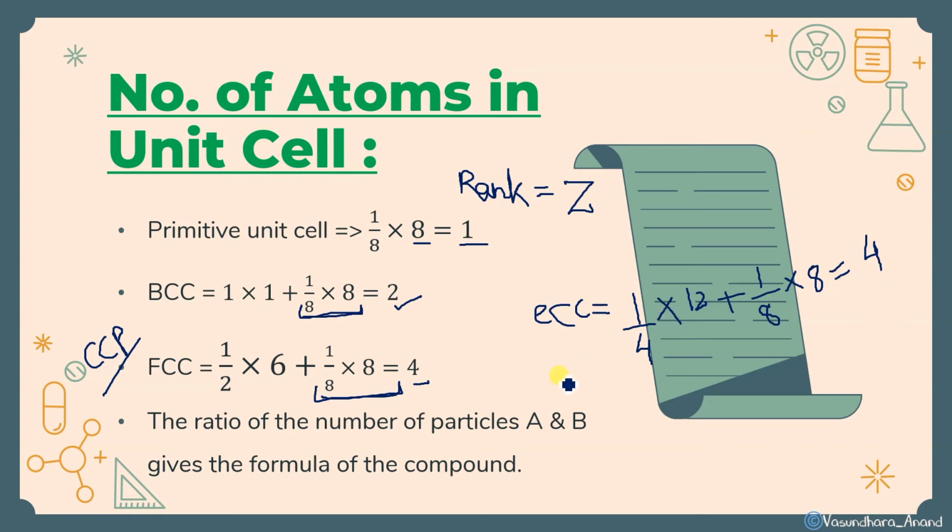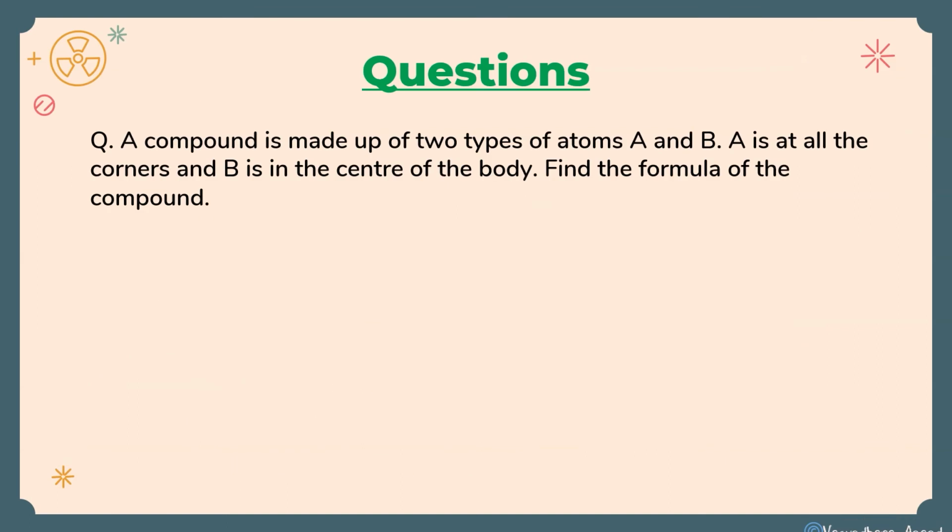Clear? And the ratio of the number of particles A and B gives the formula of the compound. How? We have some questions, so we will solve them also. Okay, so let's do some questions based on this. The first question is here on your screen: a compound is made up of 2 types of atom, A and B. A is at all the corners and B is in the center of the body. Find the formula of the compound. Tell me fast, what will be the answer?